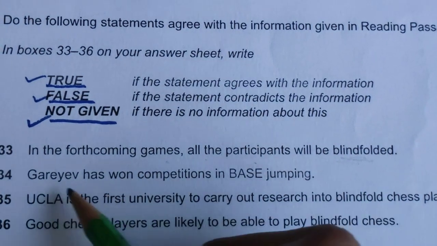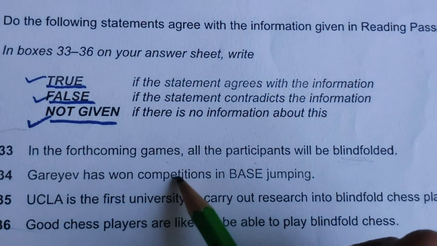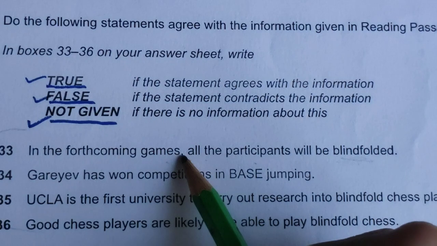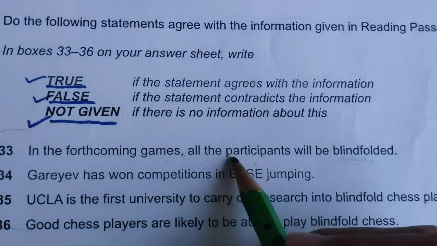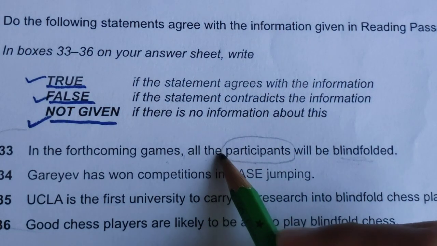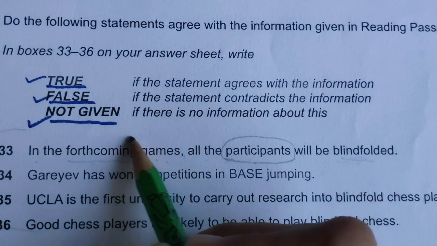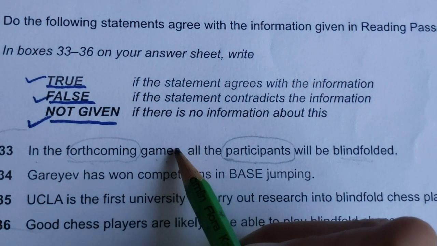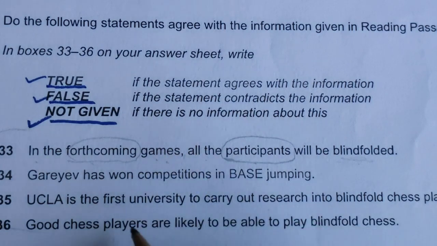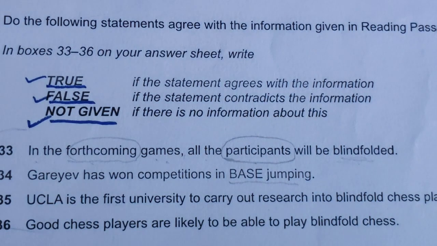From where can we get this location? Definitely we are going to read it from the first paragraph only. Here, all participants would be the keyword. In the forthcoming games means in the future, so we need to find where in the paragraph it is. In the first paragraph it was there, and this also we have read somewhere in the second or first paragraph, I think. Let's read it.